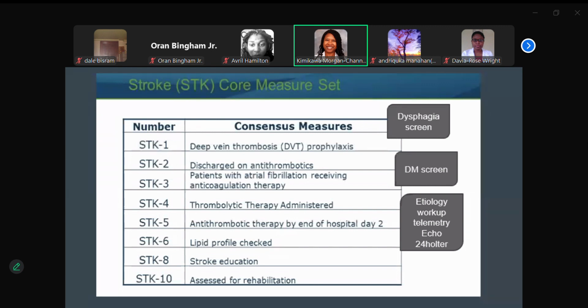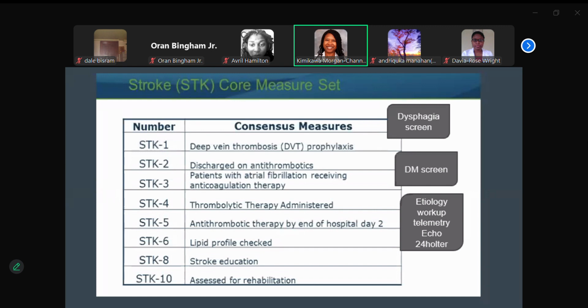The role of diffusion MRI. Listen, man, we don't have an MRI. MRI is not in this talk today. All right, it's at the end of the talk. It's not going to change our management. All right, let's go back now to stroke core measures.